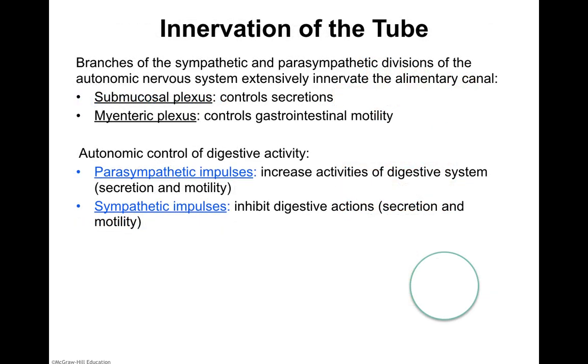There are branches of the sympathetic and parasympathetic nervous system, the autonomic nervous system, that extensively innervate the alimentary canal. There is the submucosal plexus, which controls secretions, and the myenteric plexus, which controls gastric motility. Think of secretions coming from the mucosa, and muscle being the "my." In terms of autonomic control of digestive activity, in general, parasympathetic impulses increase digestive activities, that is, secretion and motility, whereas sympathetic impulses inhibit those digestive actions.